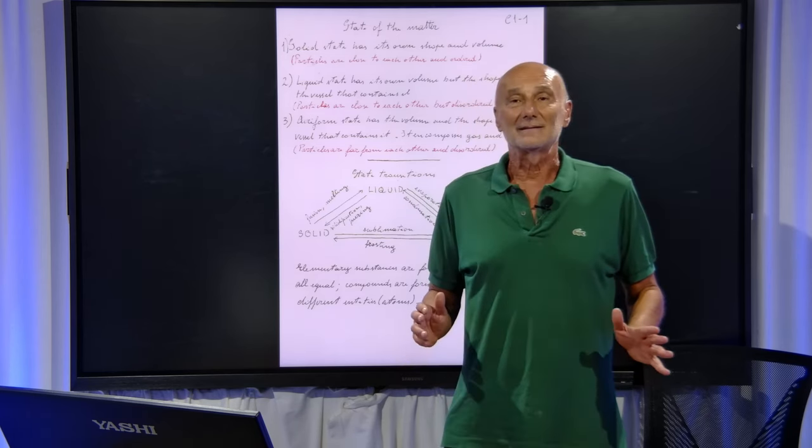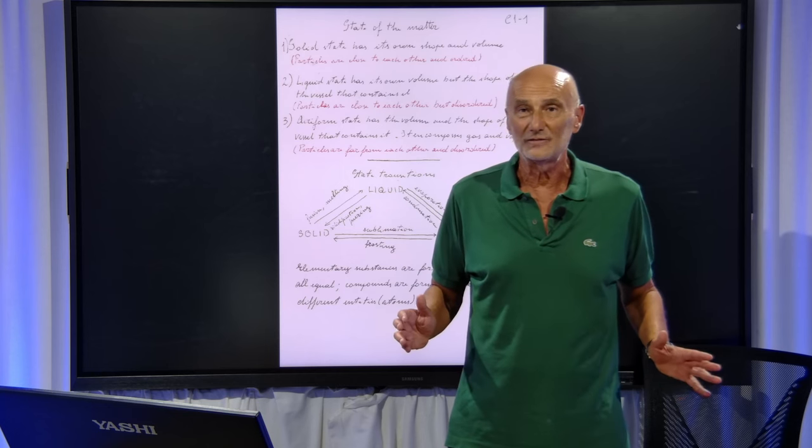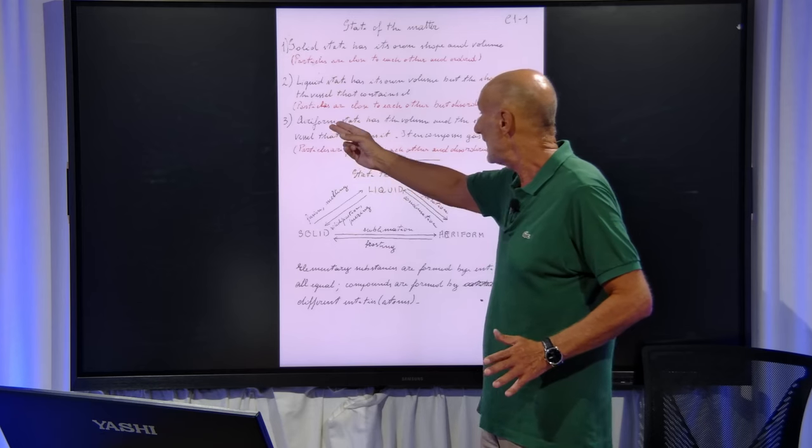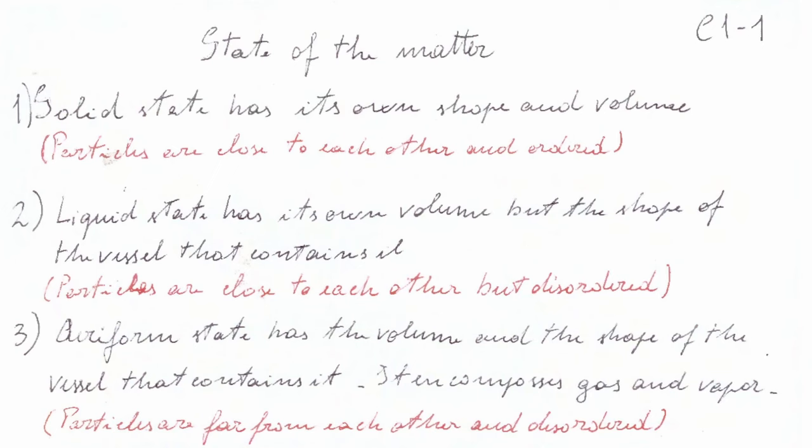Matter may be found in three different states: solid state, liquid state, aeriform state. The solid state is characterized by having its own shape and volume. And in the solid state, the particles of which the solid is composed are close to each other and are ordered. Namely, you can find a long-range order in the solid state.